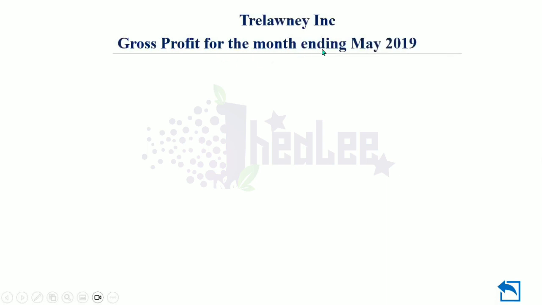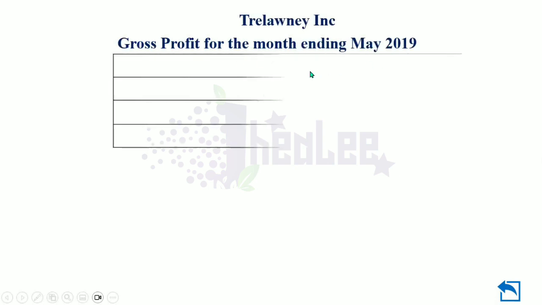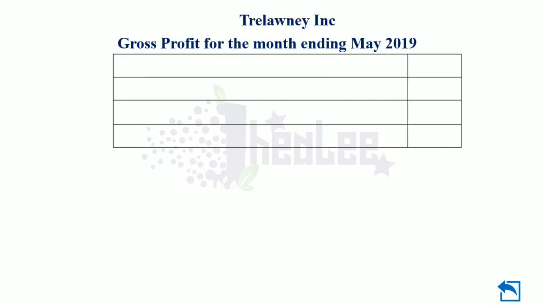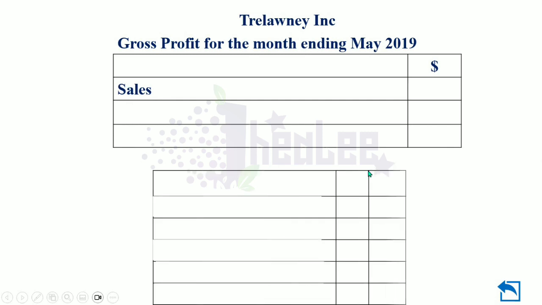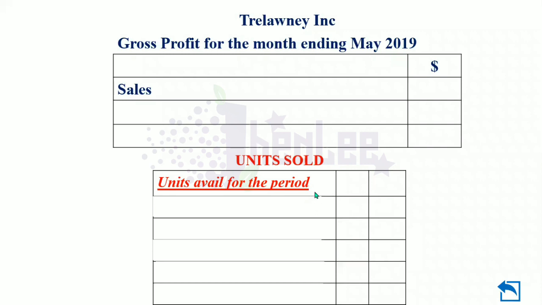Gross profit for the month ending May 2019. And remember, what we're going to start with is our sales. But we did not get the number of units sold, so we have to proceed to do our workings for that. So units sold is simply units available less the closing inventory. That would give us the units sold. So let's go to the question to pick up the units sold.